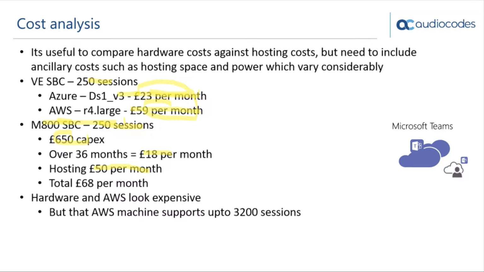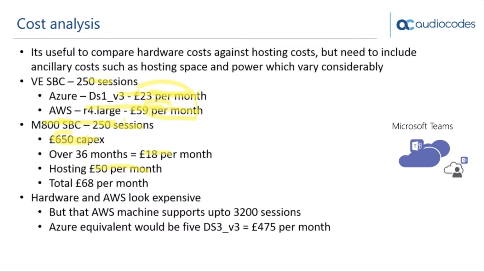But don't forget, there are different ways to think about this, because the AWS machine supports over 2,000 or over 3,000 sessions. So this £59 a month actually gives you a lot of capacity. Buying a hardware SBC for 3,000 sessions would be much more expensive. It would cost you probably £5,000. So it's a lot of money extra. And in Azure, it'd be more expensive as well.